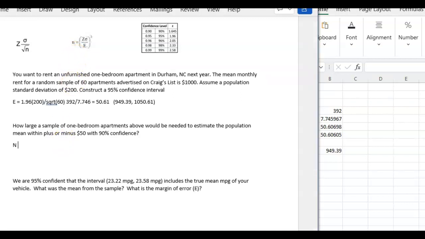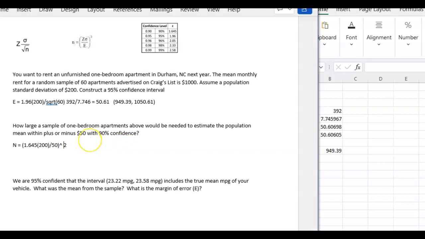So n is equal to the z value for 90%, which is 1.645, just looking at the chart. And I'm multiplying that by the standard deviation, which is 200, and I'm dividing all that by E. Well, E, in this case, we're being given within plus or minus $50. This example is telling me what it wants the margin of error to be. It doesn't know the sample size, but it wants the margin of error to be $50 within 90% confidence. So 50 is what I use for E here, and I'm raising all of that to the second power.